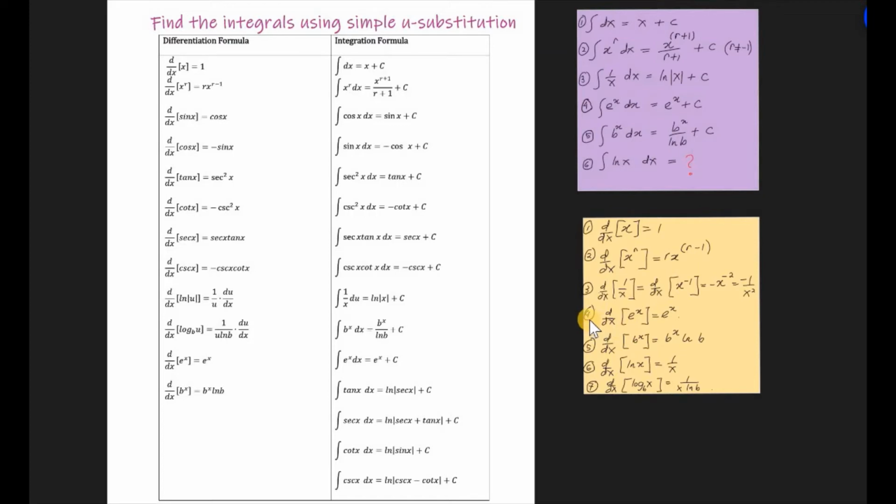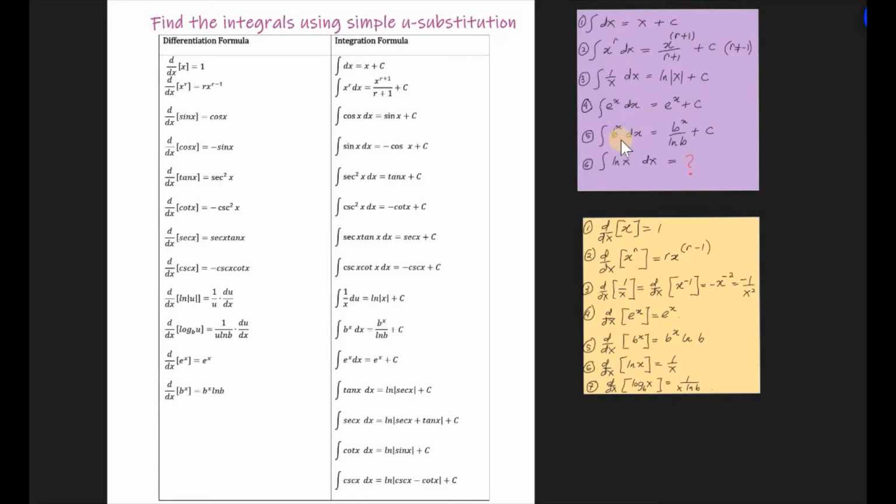Then let's analyze formula number 4. We need to get familiar with the formulas. The derivative of e power x is e power x. Integrating e power x is e power x. Formula number 5. Differentiating a constant power x is the constant b power x ln b. Whereas to integrate b power x, a constant power x, the formula is b power x over ln b. So note the difference between term number 2, x power a constant, and term number 5, constant power x.